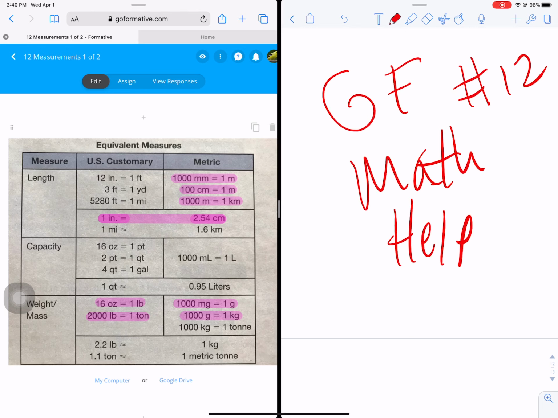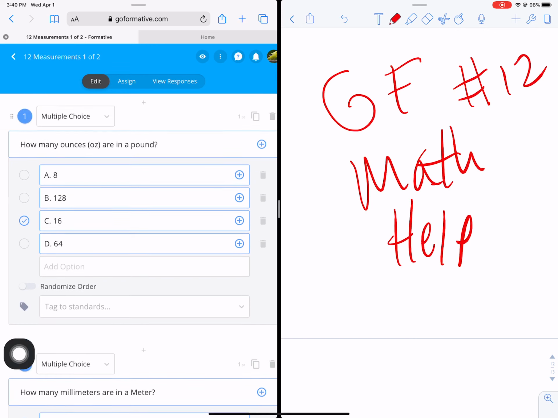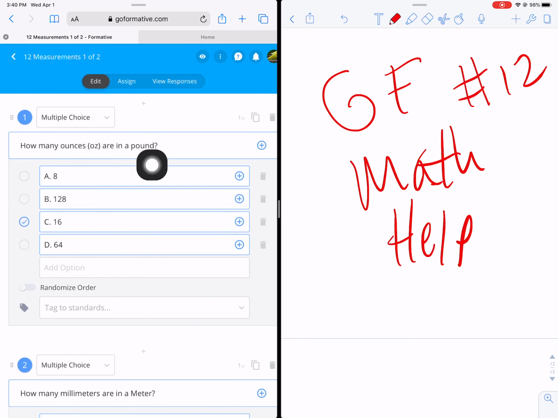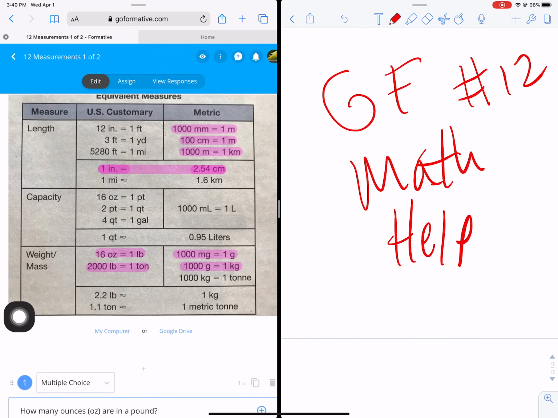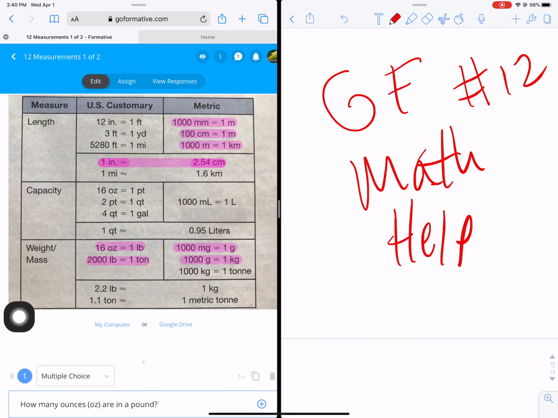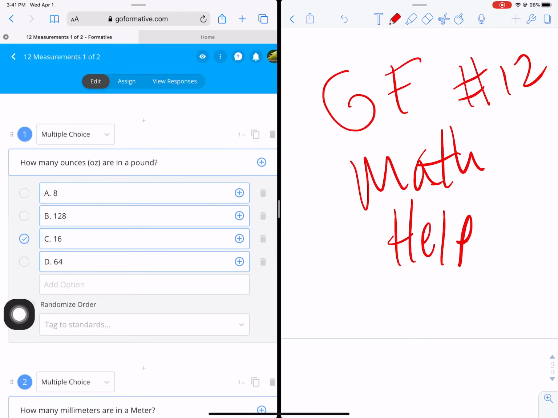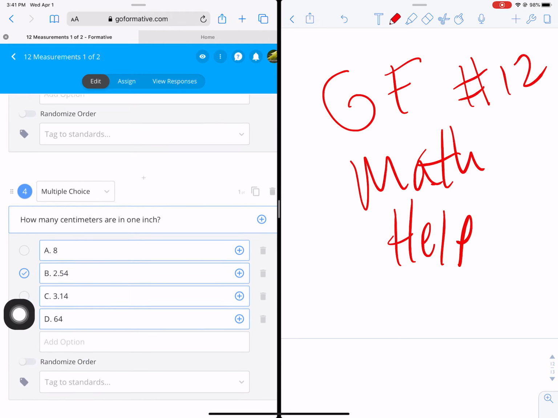This one is just like number 11 in regards to where you're going to look at this chart here. The chart has some things I've highlighted, and you need to refer to that when doing the first couple problems. So if it says how many ounces are in a pound and you don't know that, you can look up here and you can figure out ounces, pound, and you can refer to that information here. Please see the highlighted information to help you with all these first couple.